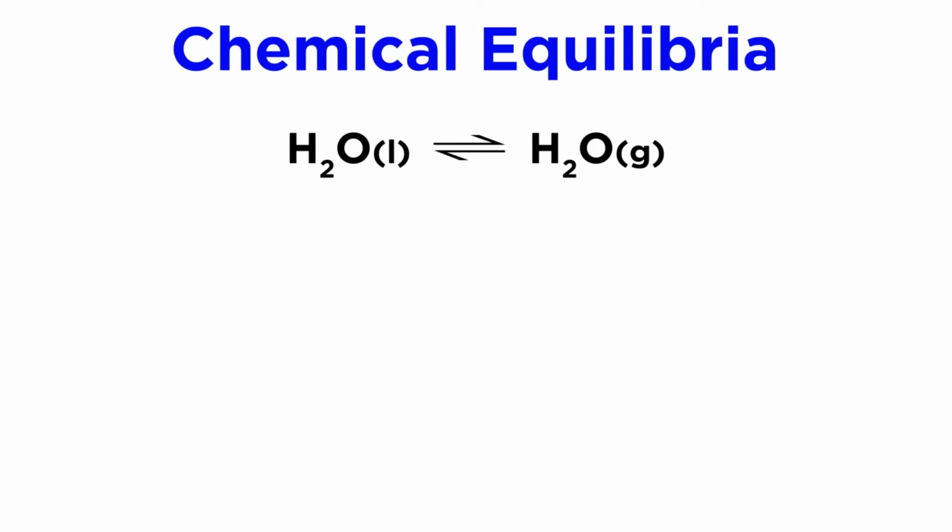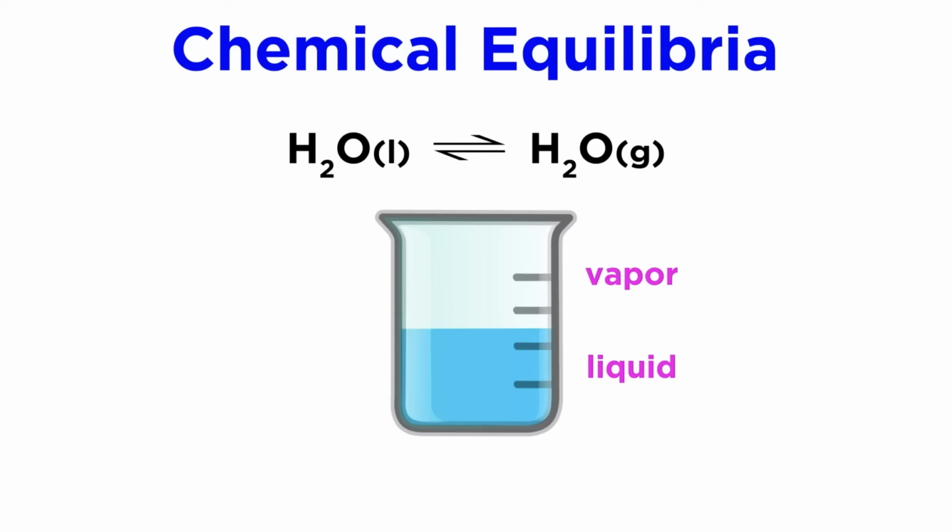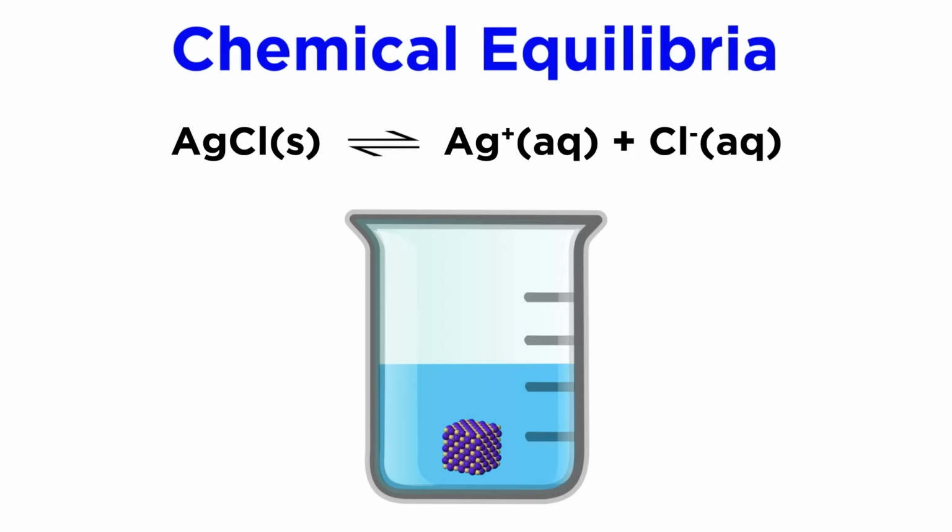Equilibria exist in the way of physical processes too, like phase changes, such as the equilibrium between liquid and vapor for any substance in a closed container. Some particles are vaporizing and some particles are condensing at any given time, but at equal rates, so the system appears inactive. The same goes for the dissolution and precipitation of ionic solids. Both processes can be happening at once.